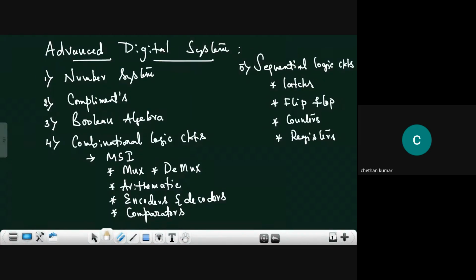We'll understand how to build the registers, and then how to build counters based on the registers, like special counters: what a ring counter is, what a Johnson counter is, and what the applications of these special counters are. After that, we'll go for building FSMs, finite state machines, like Mealy models and Moore models. What is the use of these models? We'll understand the building of FSMs.